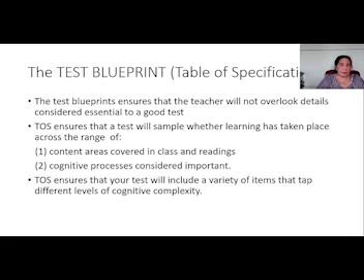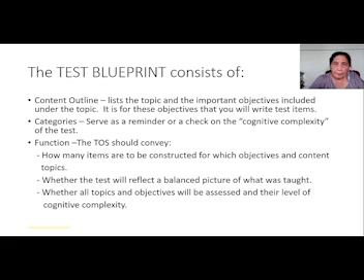You will be shown an example that is used in DepEd. I asked somebody to do it and I found it a very good TOS, and I'm going to give it to you as an example. Test blueprint. Okay. The test blueprint consists of content outline. List the topic and important objectives included under the topic. It is for these objectives that we will write test items. What else? Categories. What are these? These are as a reminder or a check on the cognitive complexity of the test.